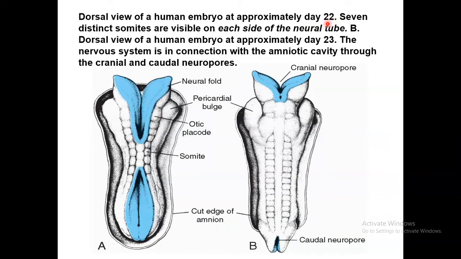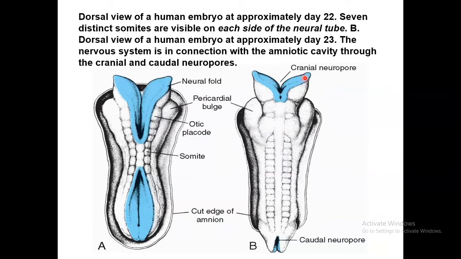So there should be 6 to 12 somites present. 7 distinct somites are visible on each side. These are the 7 on each side of the blue neural tube. In diagram B, a dorsal view of a human embryo at approximately the 23rd day, the nervous system is in connection.